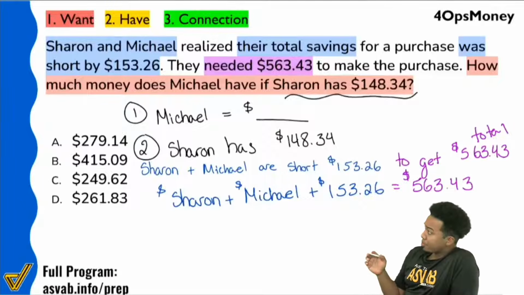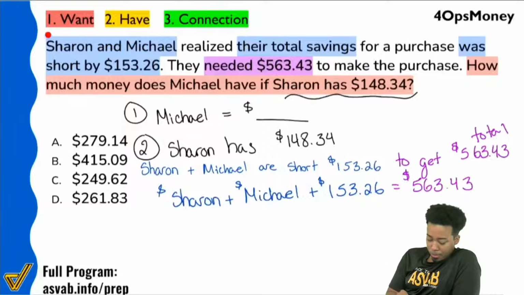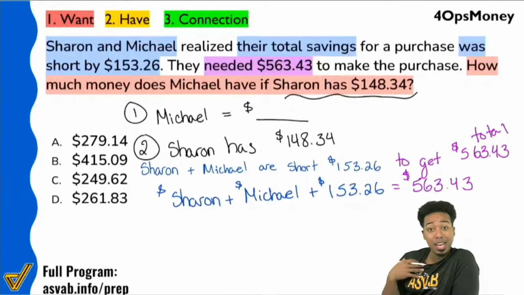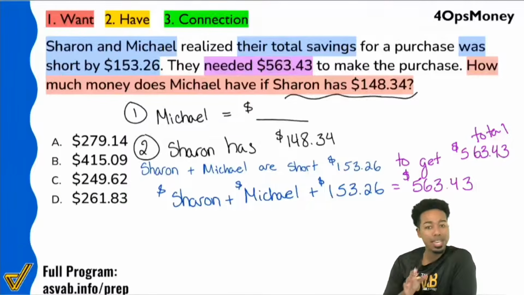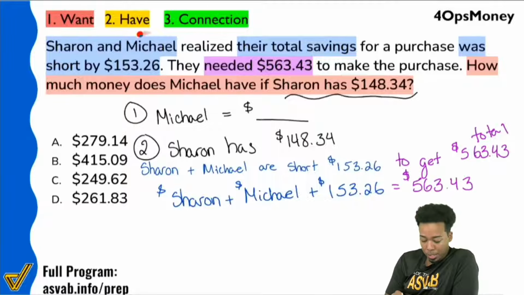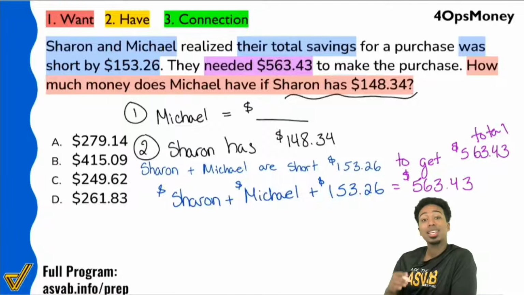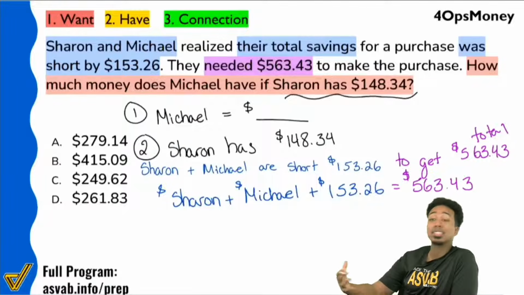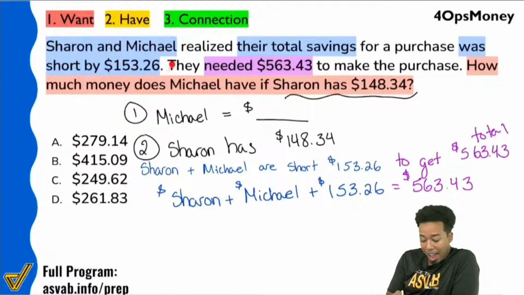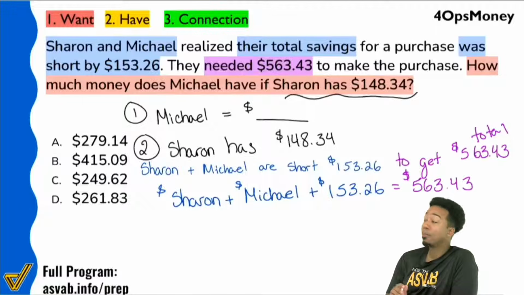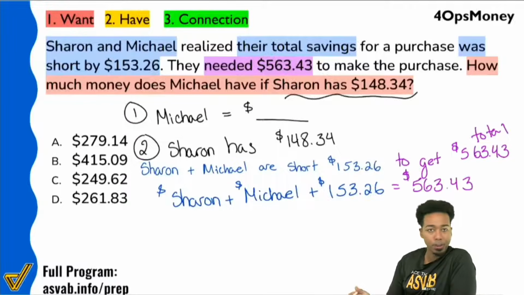So again, reading the story just from here. Sharon and Michael realized that their total savings, so what they have together, was short by this amount. So that sentence already tells you that Sharon plus Michael plus this much, that's what they need. All that together is what they need. But they don't have the 153.26. But if they did have it, Sharon, Michael, and that 153 makes up a total of $563 for whatever it is they're trying to buy.